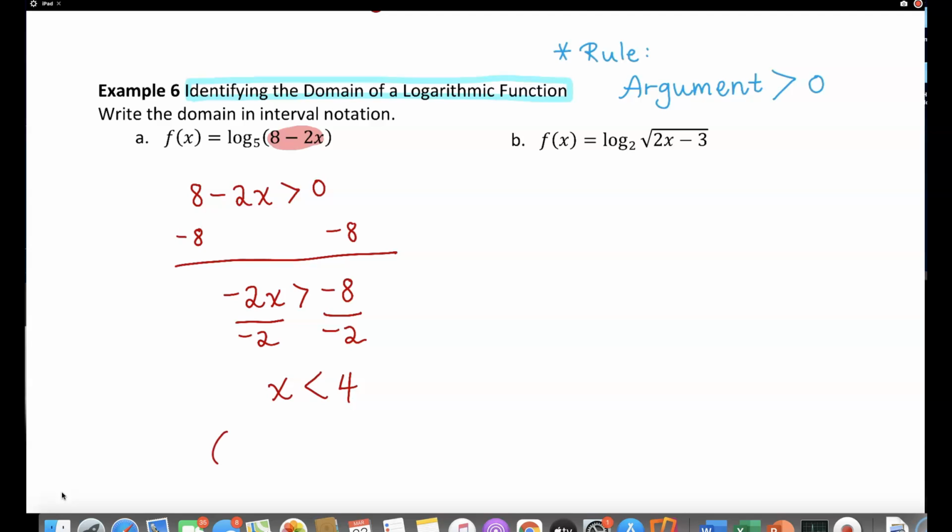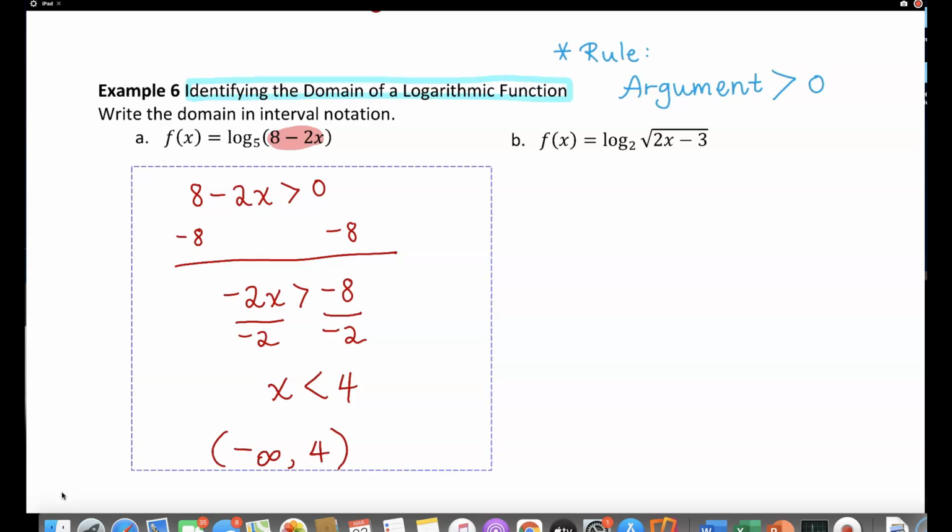So the left bound will be negative infinity, and the upper bound is 4, but it has to be smaller than 4. So I will close with a parenthesis instead of a square bracket. So for the domain of logarithmic functions, you will not draw square brackets, because the argument is greater than 0 instead of greater than or equal to 0. So let's go ahead and look at the second one.